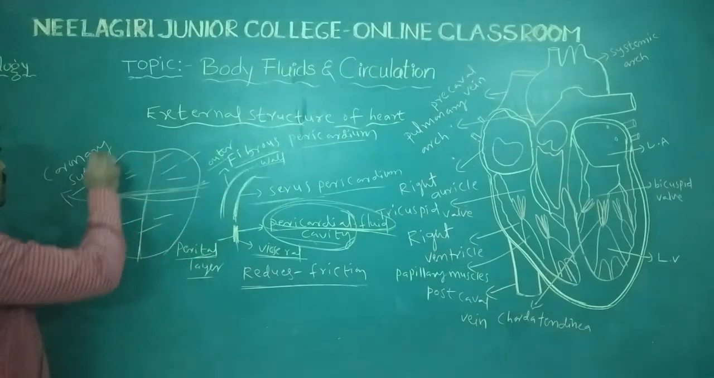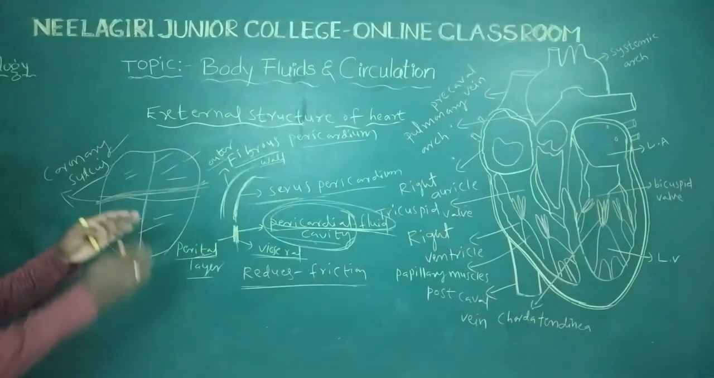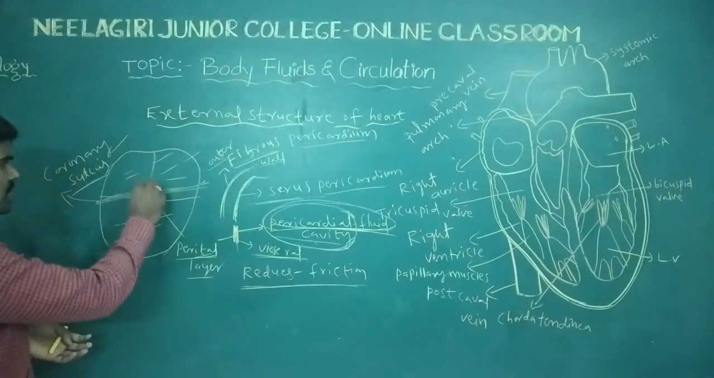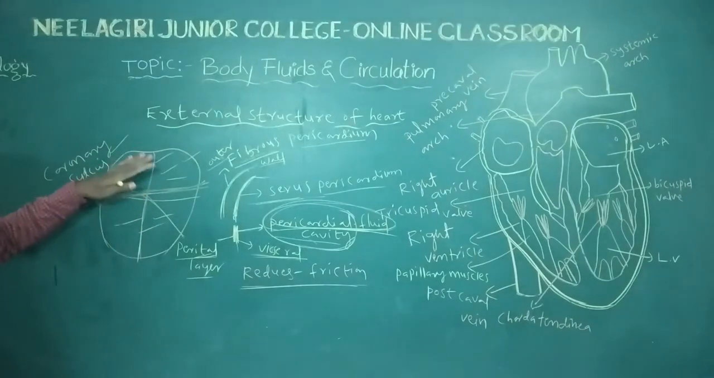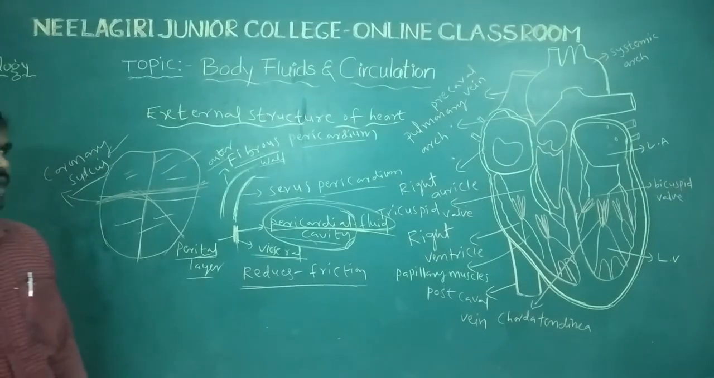The outer surface is covered by the coronary arteries and the coronary sulcus. The coronary arteries are present in patches, and the coronary sulcus divides the transverse groove formation of the external structure of the heart. Next, the internal structure of the heart, I will continue in the next session.